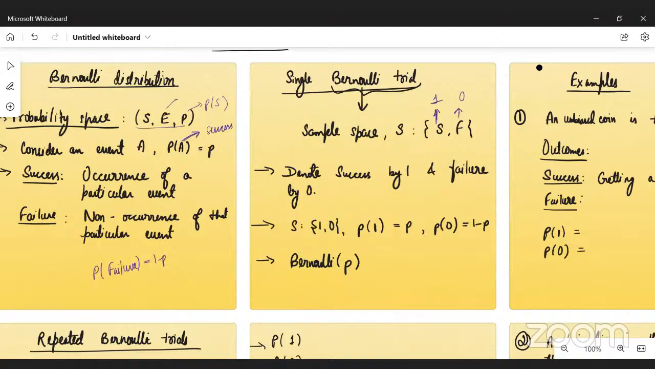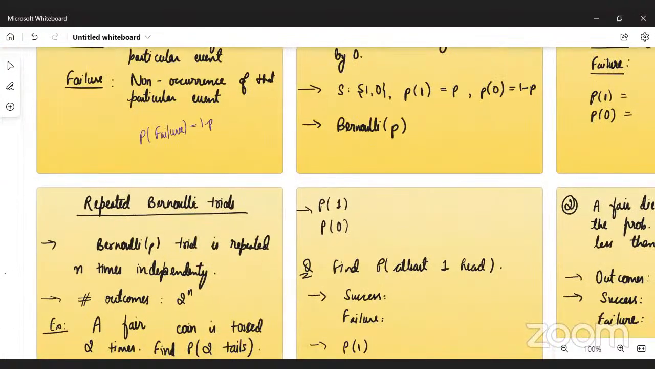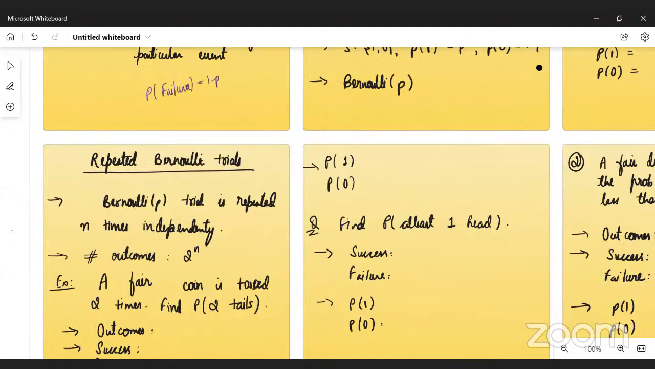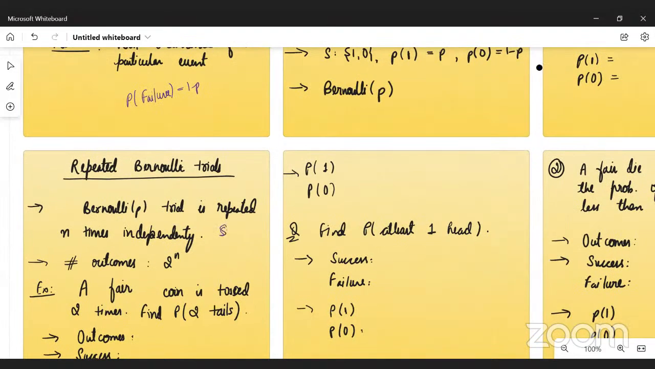Now, suppose we perform the same Bernoulli trial n times, and each of the trials is independent. In one trial you have just two outcomes, 0 and 1. So if you perform the experiment n times, how many outcomes are you going to get? 2 to the power n, right? This is basically what you call repeated Bernoulli trials.